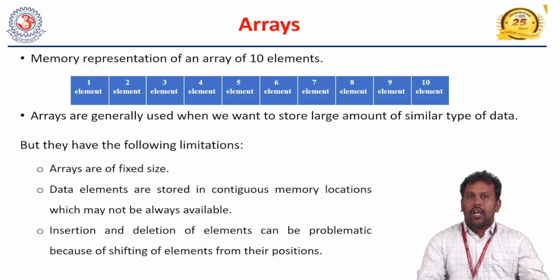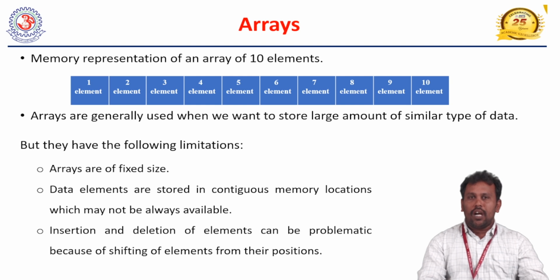The array index starts from 0, and we can represent it graphically here. Arrays are generally used when we want to store a large amount of similar data types only. But they have the following limitations. Arrays are of fixed size, which means we cannot extend or decrease them. Data elements are stored in contiguous memory locations, which may not always be available.